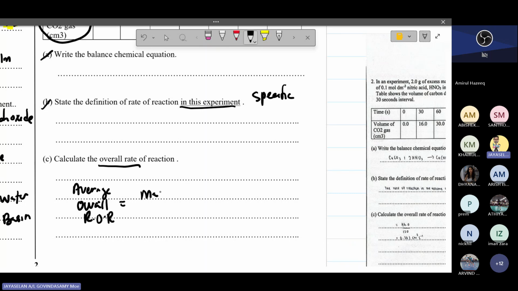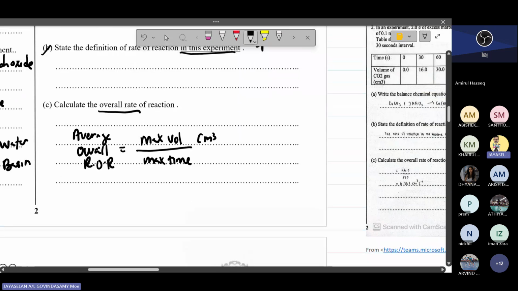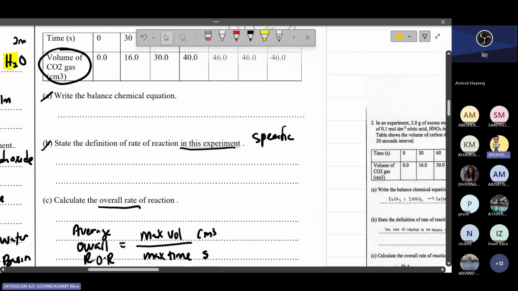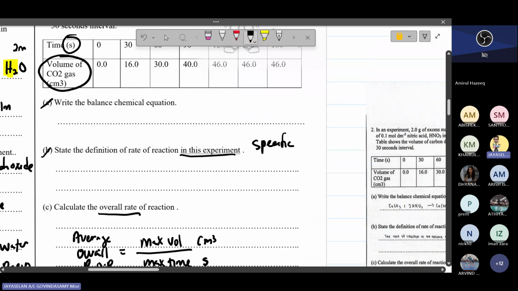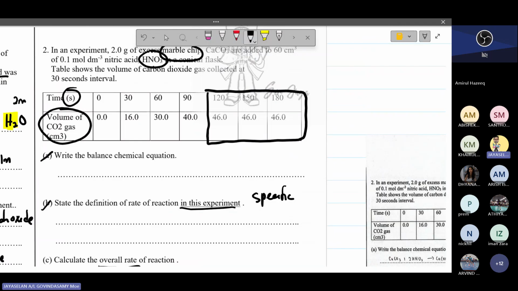The formula is what? Maximum volume collected divided by the maximum time. The volume of gas collected is in cm cubed, time is in seconds. Look here, the units are already given. So where is the maximum volume? Look here. The volume remains constant: 46, 46, 46. Where did it first start? This is your maximum volume.